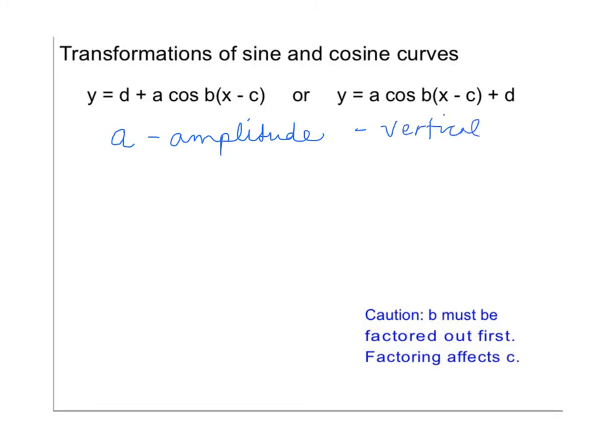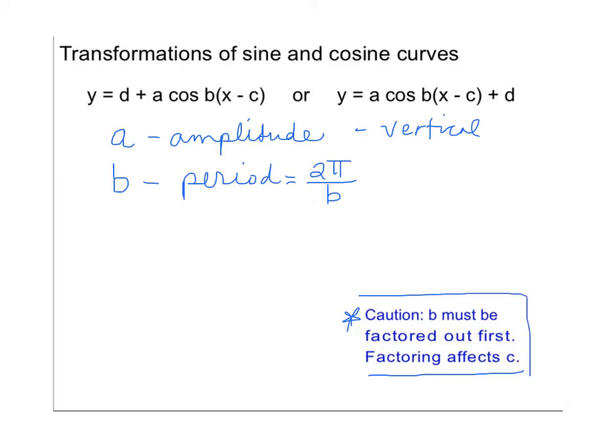Okay, the B, as you recall, helps you find the period. And remember that for sine and cosine, the period is 2 pi. So the period is 2 pi over whatever that letter B is. Now, you'll notice I have this caution at the bottom. It says B must be factored out first. The factoring affects C. This is really important because a lot of times they will write the equation unfactored, and so you will need to factor that out. It won't affect B, it affects C.